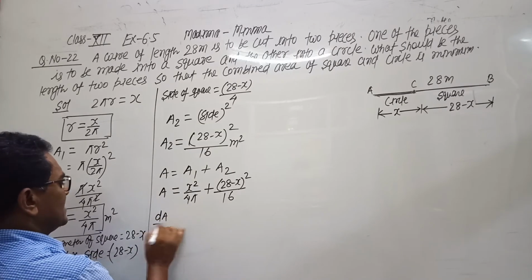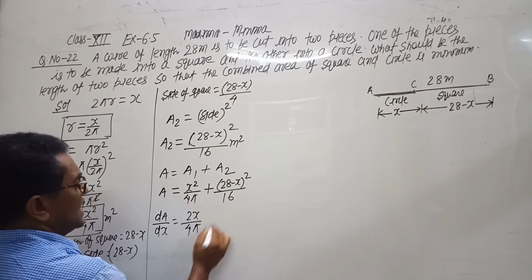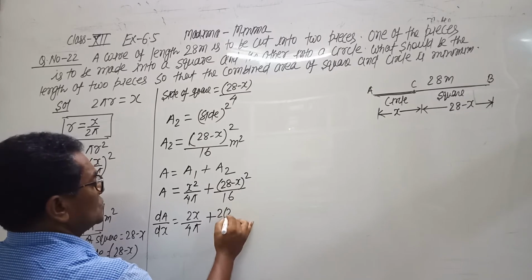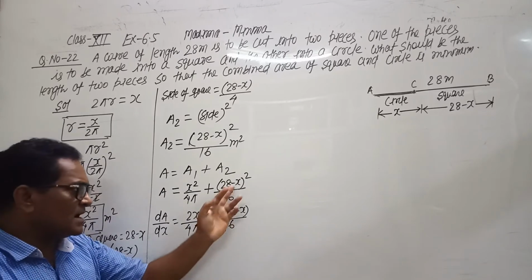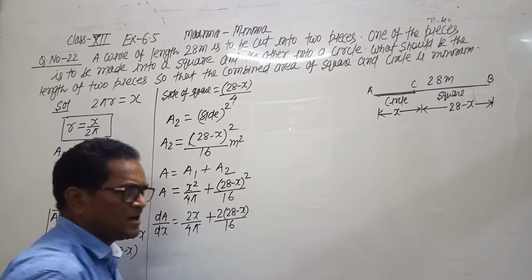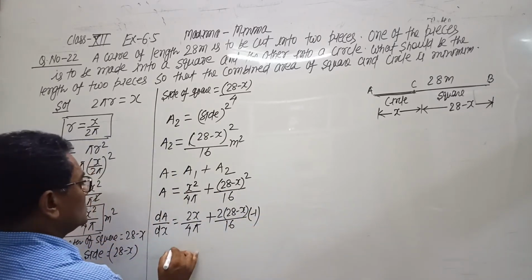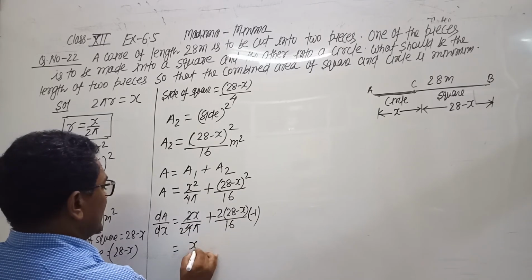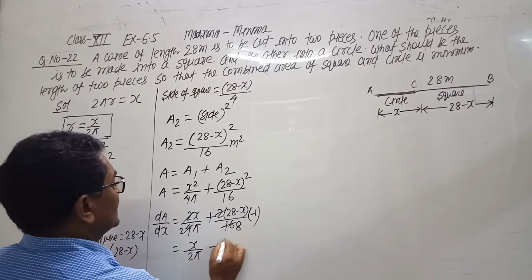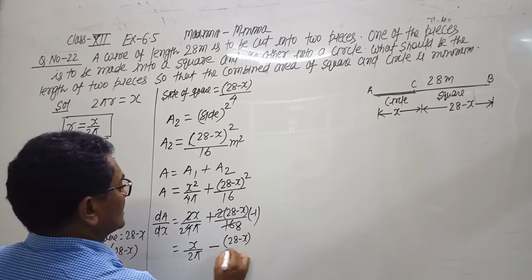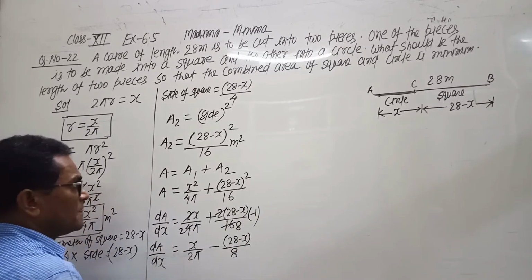So dA by dx equals 2x by 4 pi plus 2 into 28 minus x by 16, and differentiation of the term containing the bracket: differentiation of 28 is 0 and differentiation of minus x is minus 1. So we get x by 2 pi minus 28 minus x upon 8. This is the combined area's derivative.